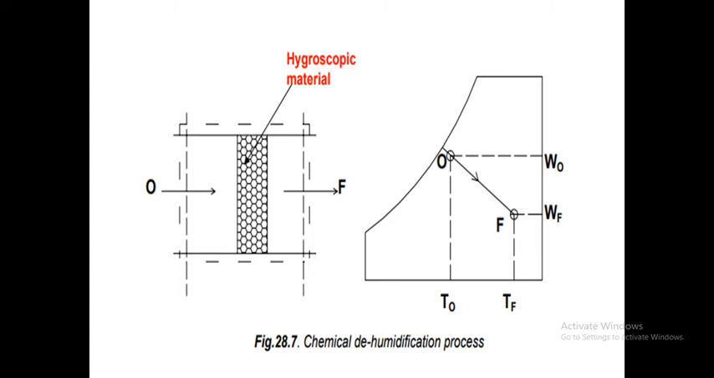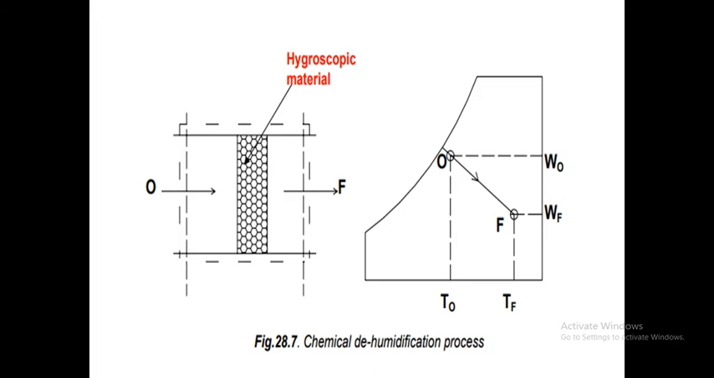Refer to the right side diagram. During the heating and dehumidification process, the dry bulb temperature of the air increases, while its dew point and wet bulb temperature reduce. Are you clear or not? So dry bulb temperature increases, and dew point and wet bulb temperature reduce during the heating and dehumidification process.